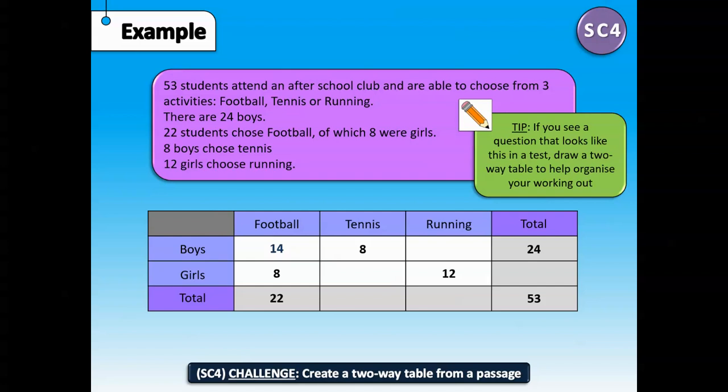So there must be 14 boys that chose football and 2 that chose running, because they have to add up to 24. So that's a total of 14 that do running. There must be 29 girls in total, because that needs to add up to 53. There must be 17 people that do tennis in total, and 9 of them are girls. So now we've completed the two-way table.